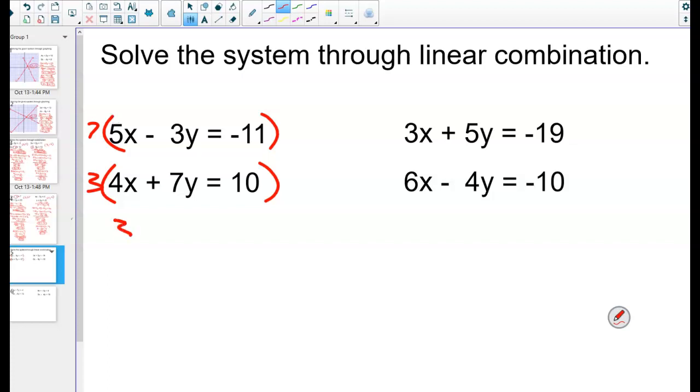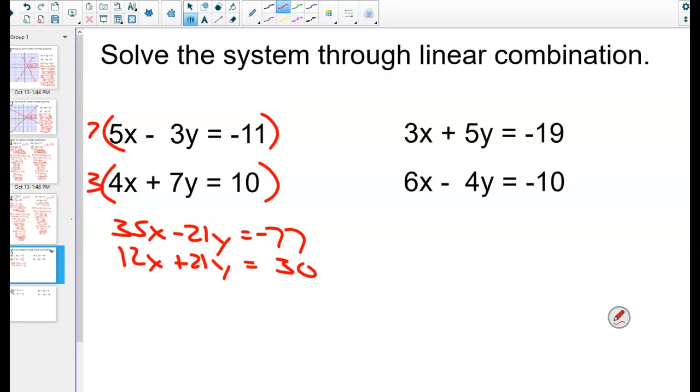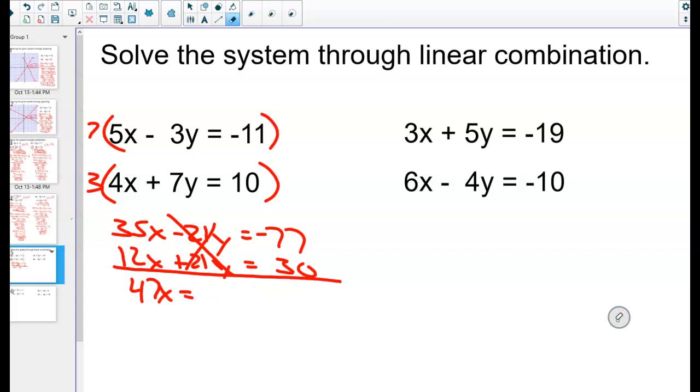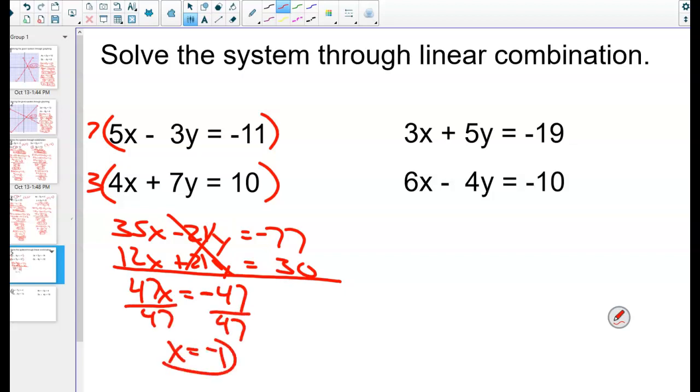Now, when I multiply this through, I get 35x minus 21y equals a negative 77. And on the bottom, I get 12x plus 21y equals 30. You notice I get a plus and minus 21 in front of my y's. So when I add these together, that cancels. 47x equals a negative 47. 35 and 12 is 47x. Negative 77 and 30 is negative 47. We divide 47 on both sides, and my x equals a negative 1.